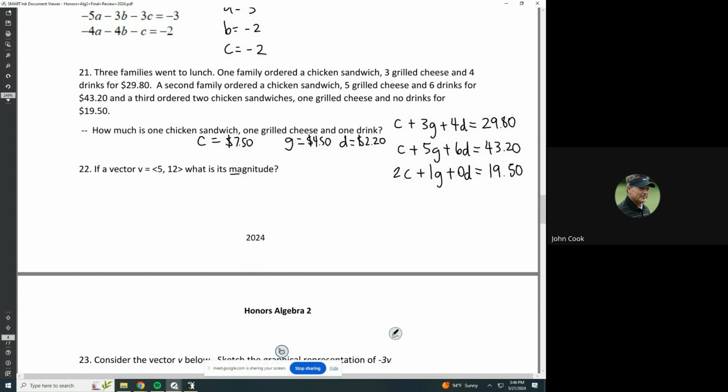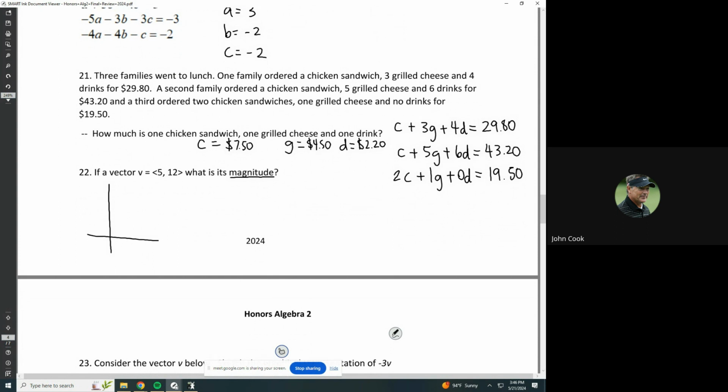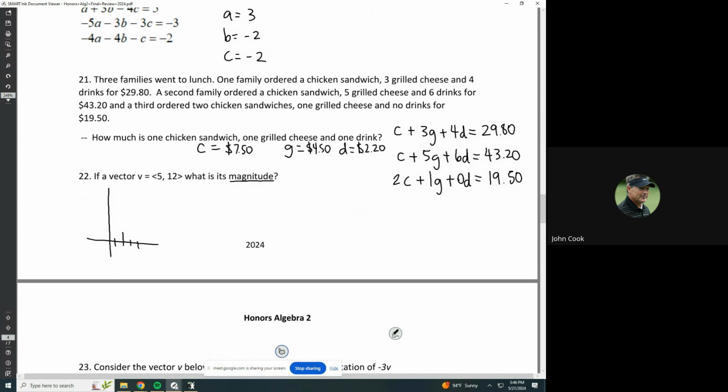So magnitude, all you've got to do is just think about it as the Pythagorean theorem essentially. So you graph out the vector. So it goes over 5, 1, 2, 3, 4, 5, then up 12, 1, 2, 3, 4, 5, 6, 7, 8, 9, 10, 11, 12. So it's like up there, okay? And you can make a right triangle with this, okay? So imagine that a line goes straight down here. This side is 5, this side is 12. The magnitude is going to be that length, okay?